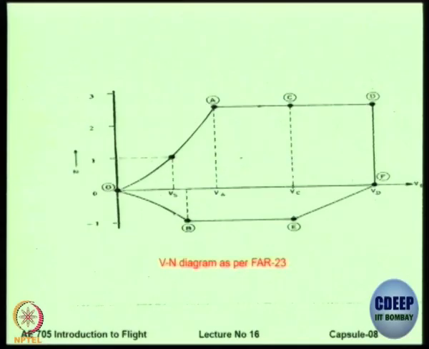All right. Now this is the Venn diagram as per another regulation. What is the difference in this diagram compared to the previous one? The previous one was from AP 970. This is from FAR 23. What difference do you see between this diagram and the previous diagram?